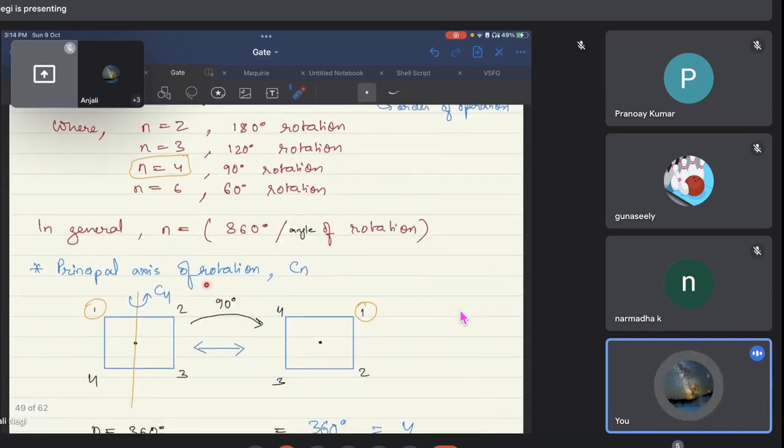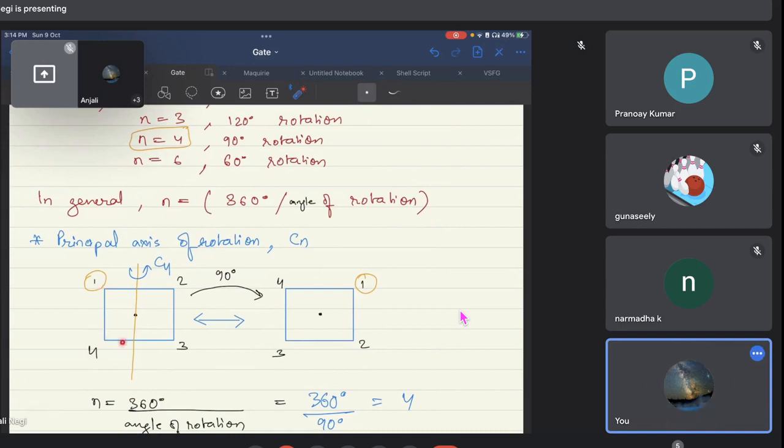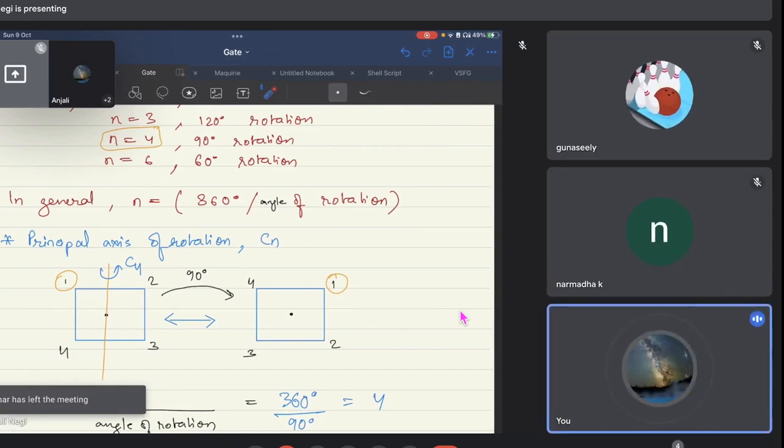So the principal axis of rotation, that is Cn. Okay, so for example, here is a very simple object, a square. I tagged the corners as 1, 2, 3, 4. This particular axis is passing through the center of the square, above and below the plane. Just imagine that the square is lying on your table surface or on your sheet. The axis is above and below, passing through the center.